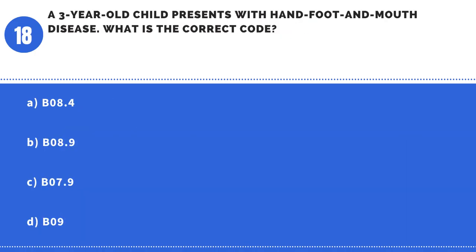Question 18. A 3-year-old child presents with hand, foot, and mouth disease. What is the correct code? A. B08.4. B. B08.9. C. B07.9. D. B09. Answer A.